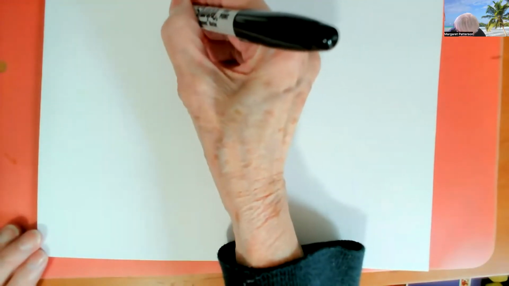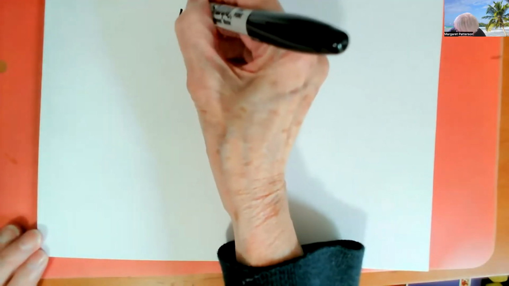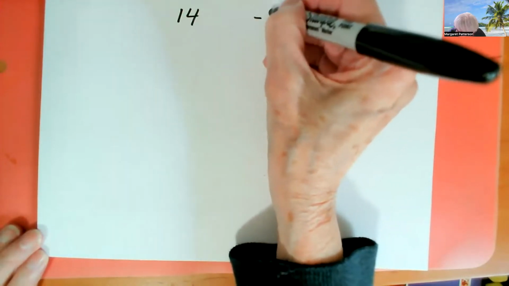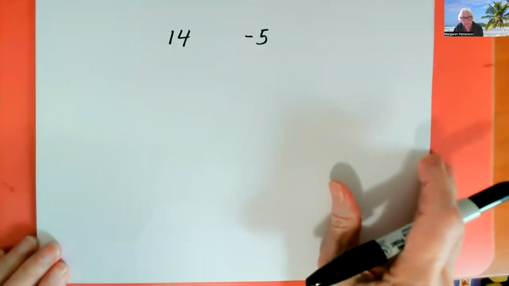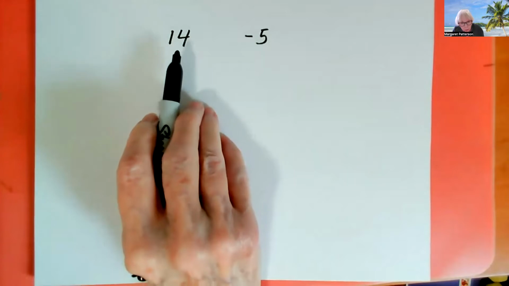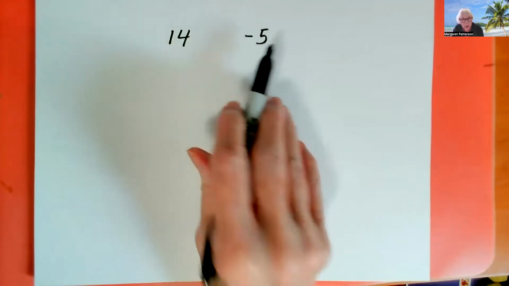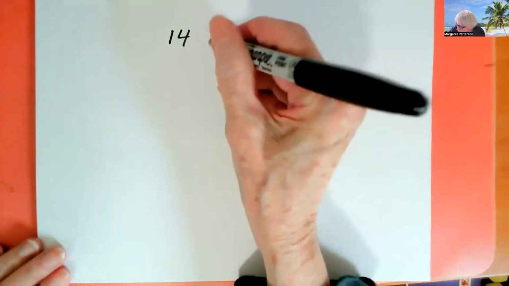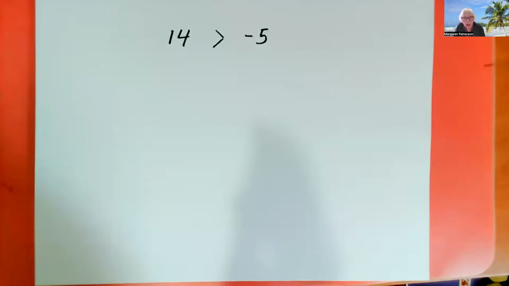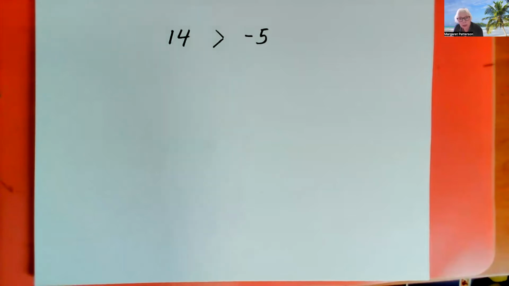So let's just do one more. 14, -5. Well, clearly this number is larger because it's positive and it's a larger number. This one is below 0. And so the correct symbol would be this one. And you would read it, 14 is greater than -5. Okay. So that's our first one.